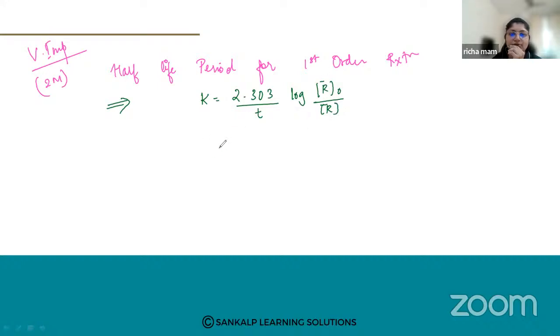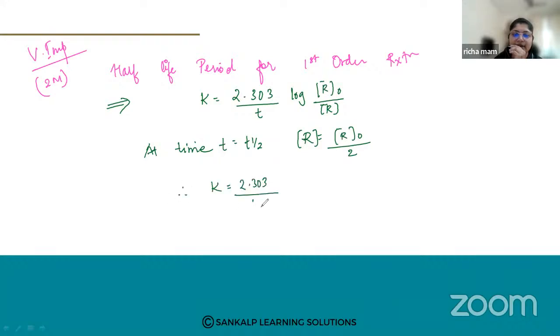So what are the conditions? T is equal to T half, and R will be taken as half of the initial concentration. Applying this, what are we going to get? At time T equals T half, the reactant is reduced to half of its initial concentration. Therefore, K is equal to 2.303 by T half, log of R naught by R naught by 2.